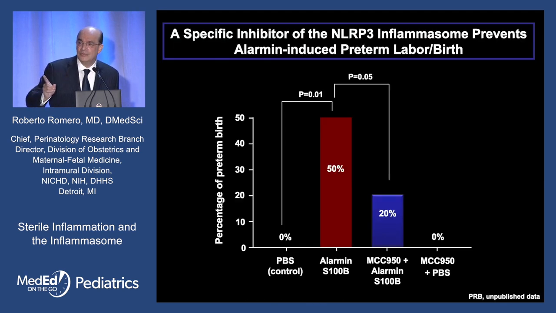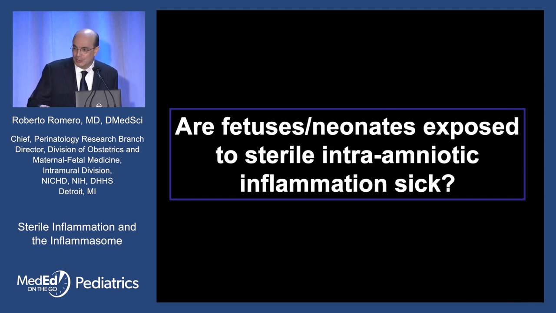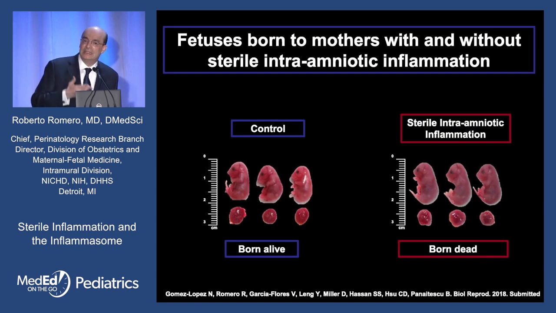Can we inhibit the inflammasome and prevent preterm labor? The answer to that is yes. Here we induce premature labor in pregnant mice by giving them an alarmin, and then when we give a specific inhibitor of the NLRP3 inflammasome, we prevent premature labor. But you are neonatologists, so I imagine that you are wondering, does this have any consequences for the fetus or neonate? So the data that I have is fundamentally in pregnant mice.